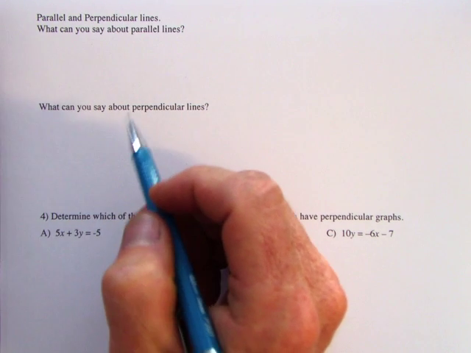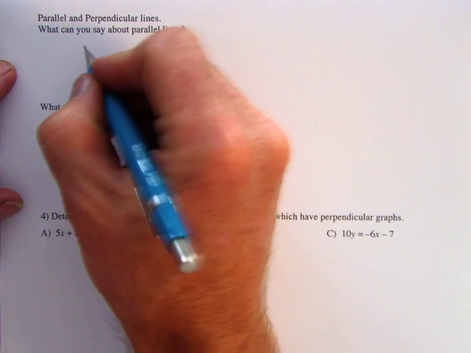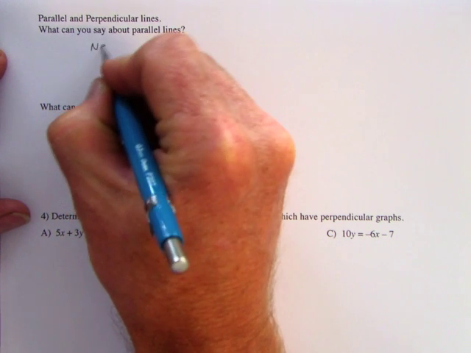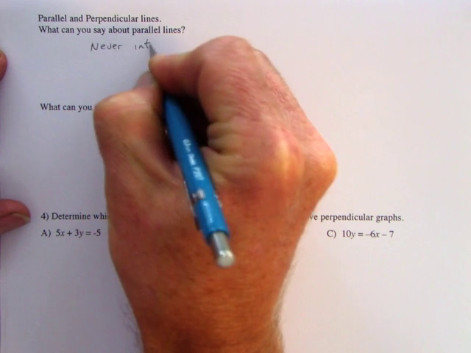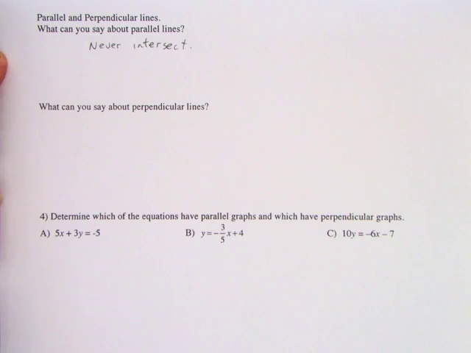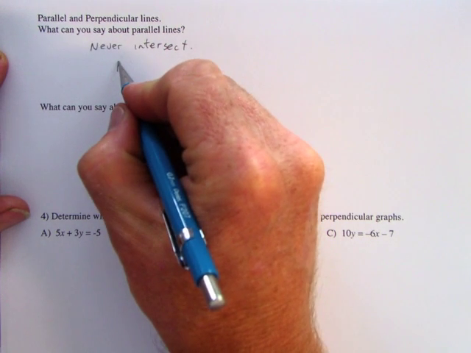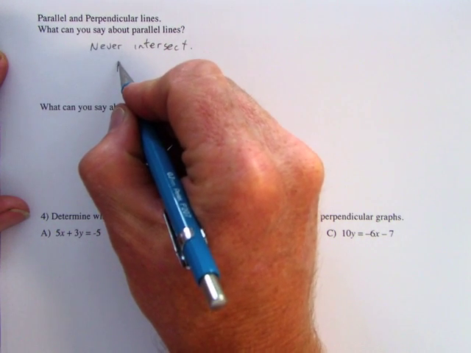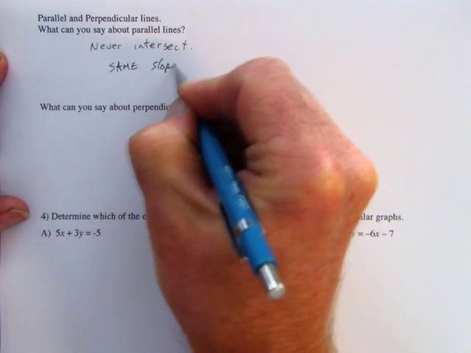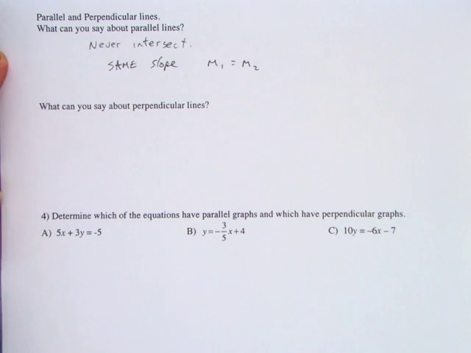Parallel and perpendicular lines. We are starting to talk about this idea in the last problem. What can you say about parallel lines? Most students want to start off with they never intersect. And that's true. What can we say about them in terms of their equations? If they're parallel lines, they have the same slope. Or in other words, M1 equals M2.